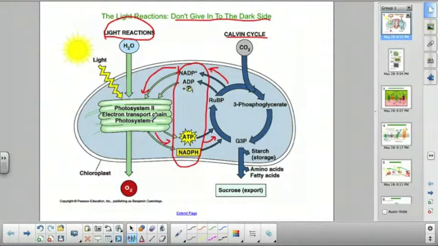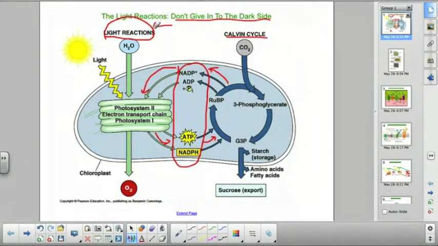That makes these reactions coupled. One of them produces something that the other one uses, which produces something that the other one uses. They go back and forth with reactants, which is why this process is so cool. Can't have one without the other. Photosynthesis involves two reactions that are dependent on one another.